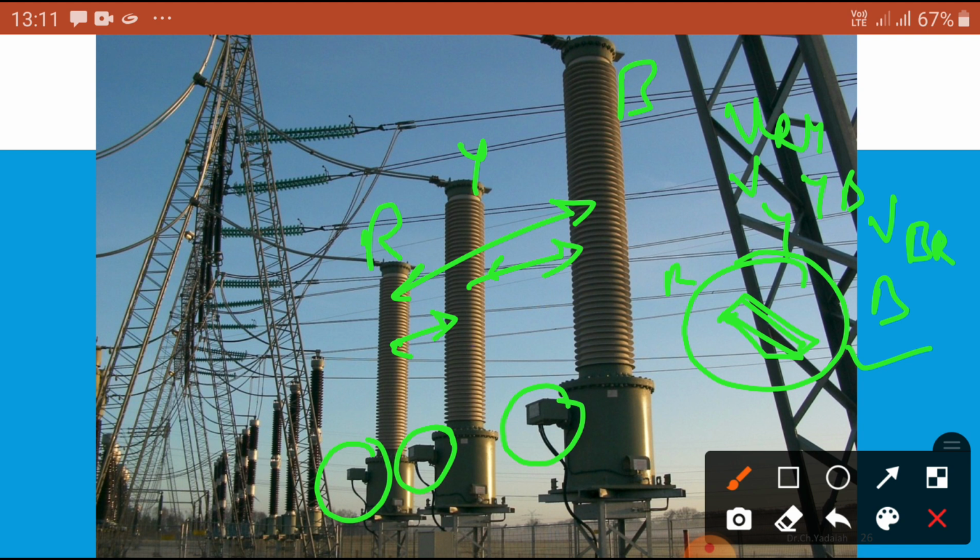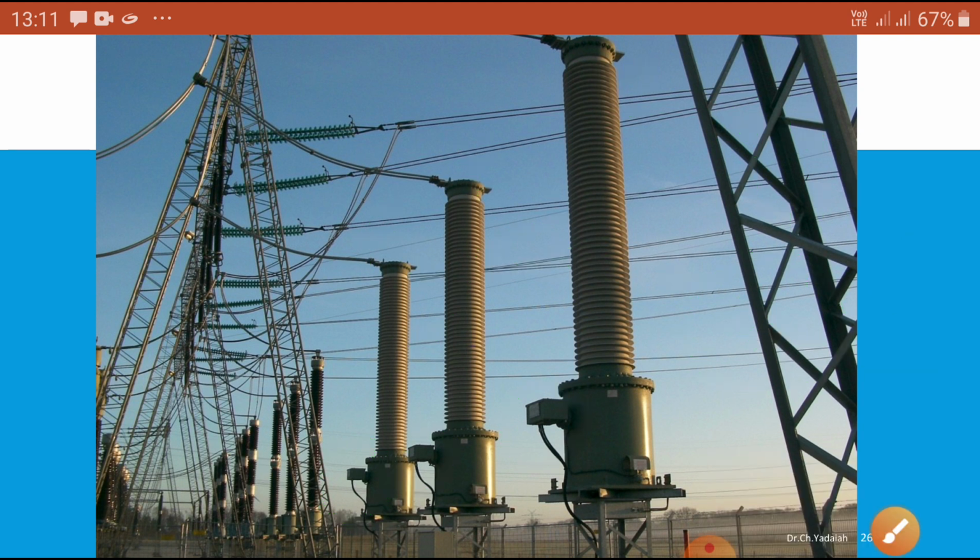Okay. Now, we have seen CTs and PTs separately. How can we use this CT and PT to protect our system from faults, whether symmetrical faults or unsymmetrical faults? How are we going to connect them?